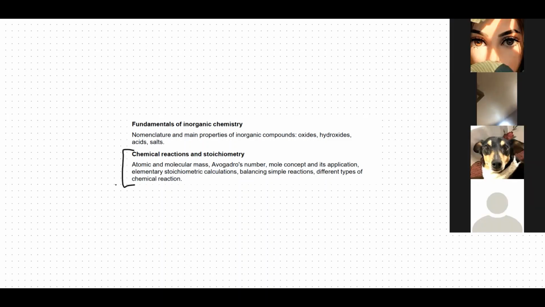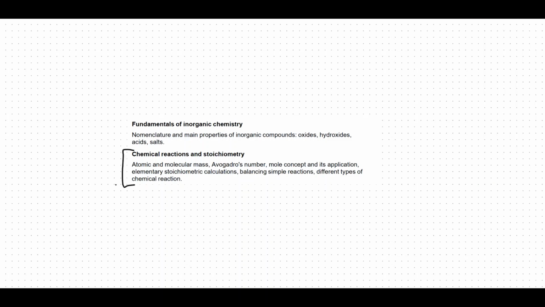All right, so today we are going to do stoichiometry. In the last class, I finished with the oxides, hydroxides, all of that stuff. So the properties of oxides and hydroxides we did in the last class. Today we are going to do stoichiometry.